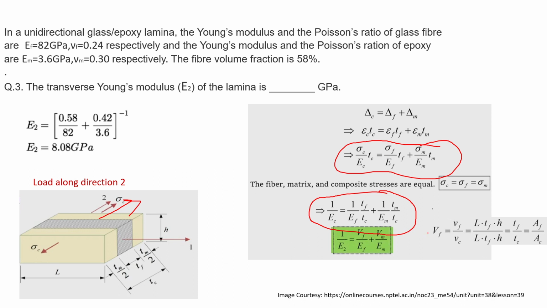As we already know, this ratio of thickness, as well as area, can also be equated to volume, so it will also give you the volume fraction. When we put the concept of volume fraction in that, it becomes 1/E2 equal to Vf/Ef plus Vm/Em. So this is the form of the equation for when they have asked for the transverse Young's modulus.